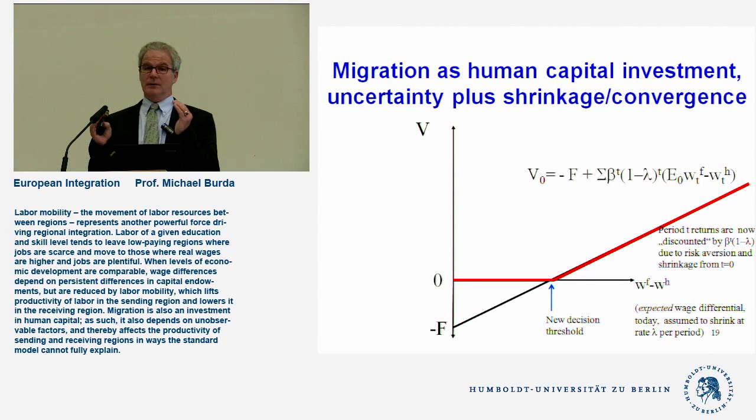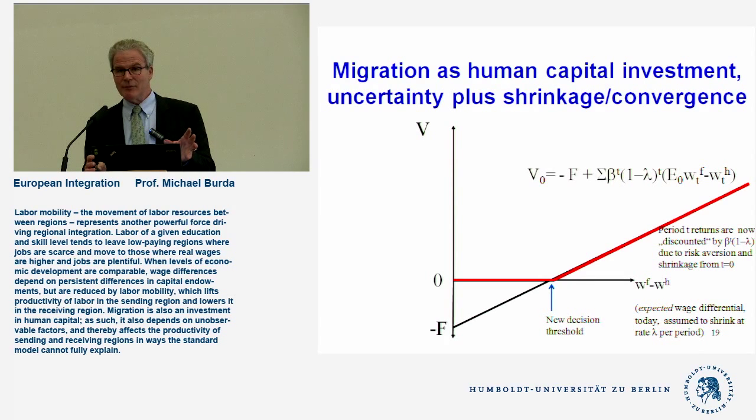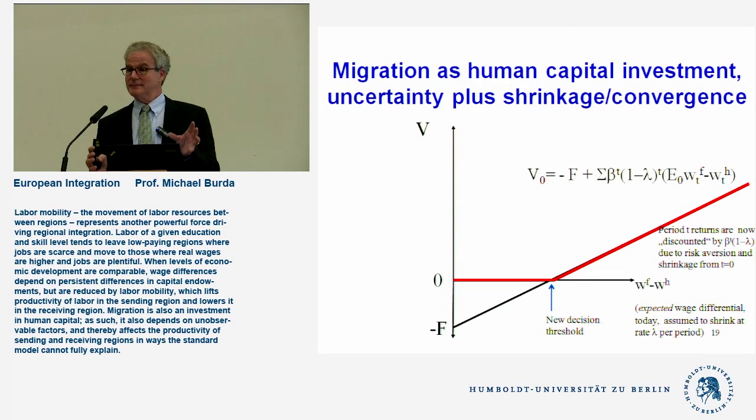And you know the rule with shrinkage, right? So if the Polish-German wage differential is shrinking at 5% per year, how many years does it take for it to fall by 50%?